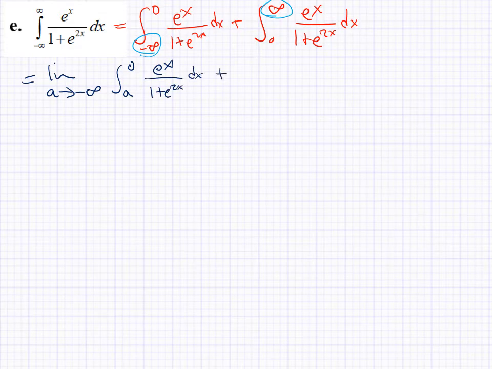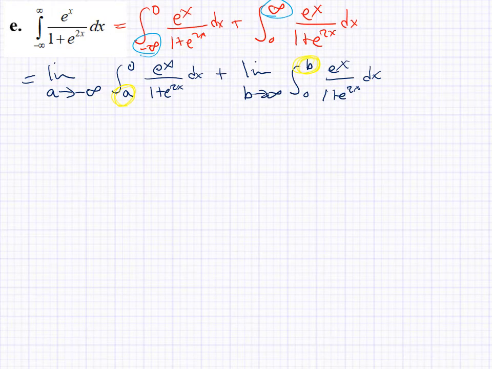Plus the next one's going to be the limit as b goes to positive infinity of the integral from 0 to b of e to the x over 1 plus e to the 2x. And I'm using a and b. The variable that we're using here and here is just a dummy variable. It doesn't matter what you call it. You just have to let that variable go to negative infinity and let that variable go to positive infinity in either case. So call it whatever you want. Sometimes you'll call it a t. It doesn't matter.